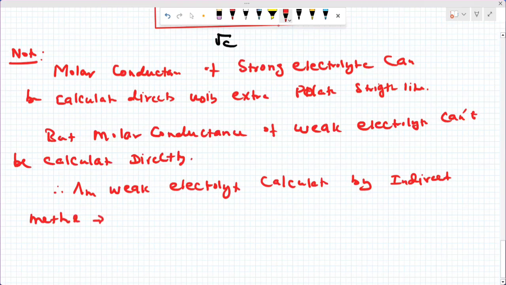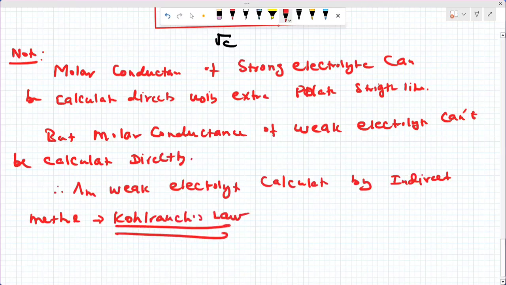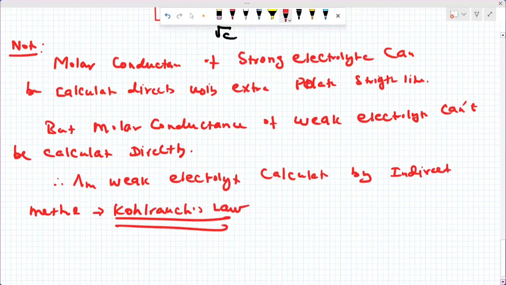Okay, this is basic only. Correlation law: we can find out the weak electrolyte molar conductance contribution. Now going on with the Debye limiting law. Please note, this is also very important.